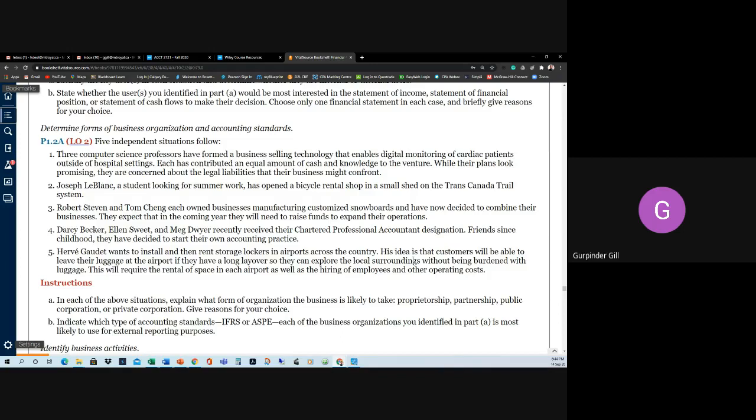Okay, so for these guys, their biggest concern is their legal liability. With the partnership and proprietorship, there is more than one person, so it has to be either partnership or corporation. Now, the flaw with the partnership is that the liability is unlimited, and these guys don't want that. That's their major concern, which means that they should be taking the corporation form.